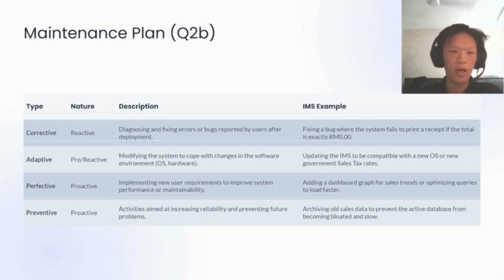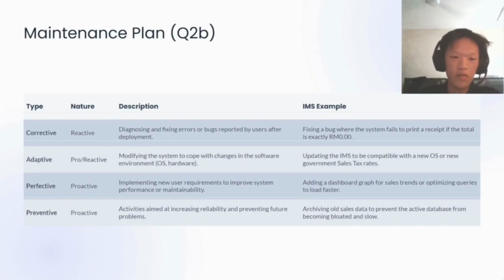The next part I'm going to go through is the maintenance plan, where there are 4 types: corrective, adaptive, perfective, and preventive. I'll go through them one by one. For the corrective type, the nature is reactive. It is to diagnose and fix errors or bugs reported by users after deployment. An example is we fix a bug where the system fails to print a receipt if the total is exactly 0. Let's say the users claimed a lot of discounts and their total comes out to 0, but the system fails to print a receipt. So we have to correct that error.